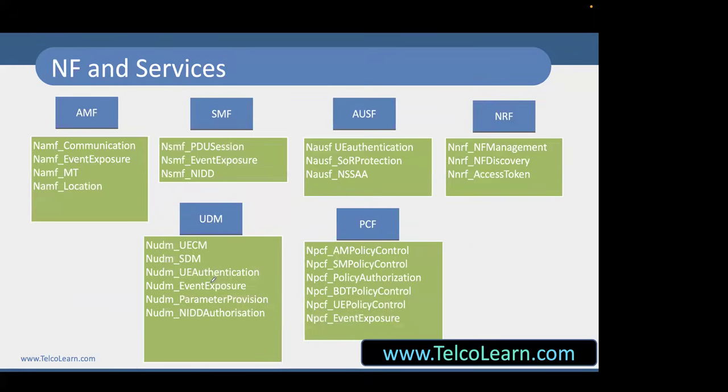Now, if I talk about the network functions and their services, typically the AMF provides multiple services. In release 15, AMF provides 4 services, and in release 17, 2 more services were introduced. All these services are listed in technical specification document 23.502. So SMF provides something, AUSF provides something, NRF provides something, PCF, UDM all provide some kind of information, some kind of RESTful API communication.